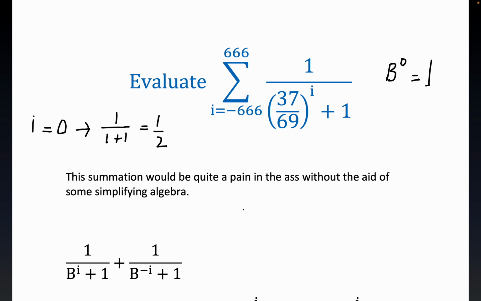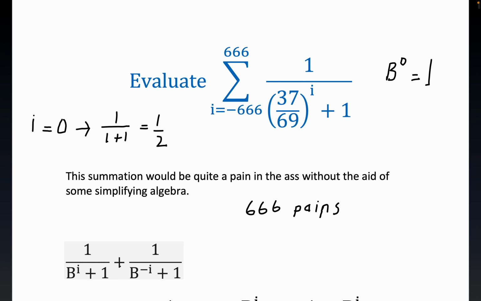There would be 666 pairs of terms, one corresponding to a negative index and one corresponding to a positive index. So there's certainly 666 pairs, and they're definitely in this form, right? For positive indices, it's this one. For negative indices, it's this one.